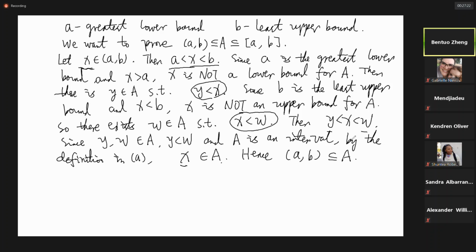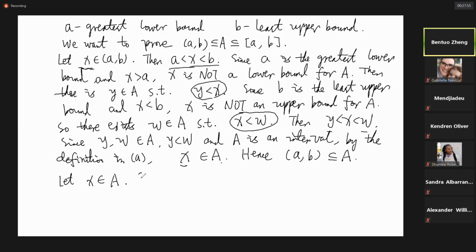All right, so we proved one side, the open interval AB is contained in A. And then we want to show A is contained in the closed interval AB. This is the easier direction. So let X be an arbitrary element in A. We want to show X is between A and B.